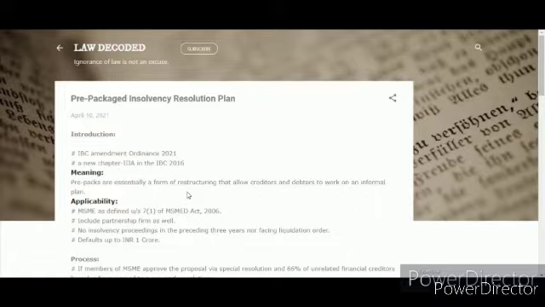My name is Rohit Kumar, and in this video I am going to discuss the pre-packaged insolvency resolution plan, which was recently introduced by the government by issuing the IBC Amendment Ordinance 2021. So this law comes under the Insolvency and Bankruptcy Code.